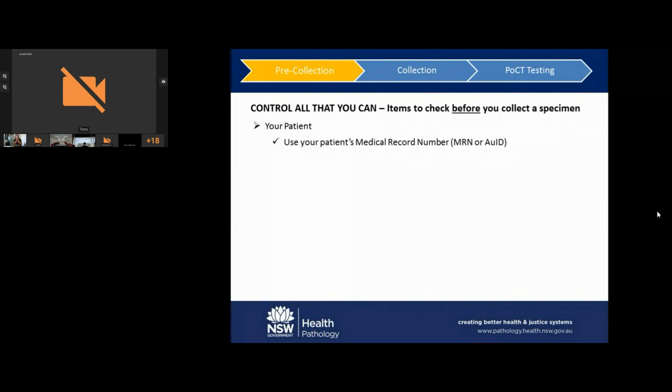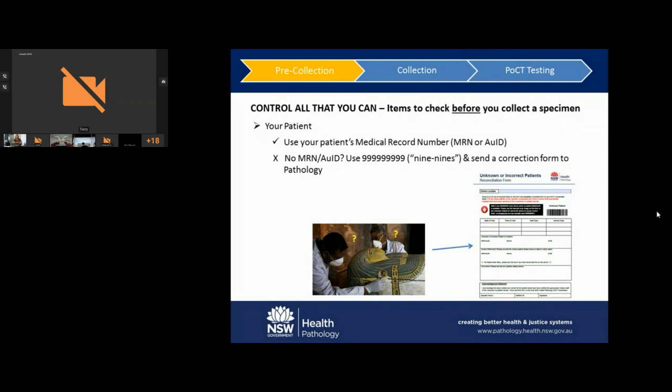If there's no MRN available, use 99s as a patient ID and send a reconciliation form to pathology so we can steer the results into the correct patient's EMR. In many of our hospitals, specific MRNs are provided during local disasters. In this case, these are the patient IDs to enter, as they'll be matched up later by your LHD admin staff.